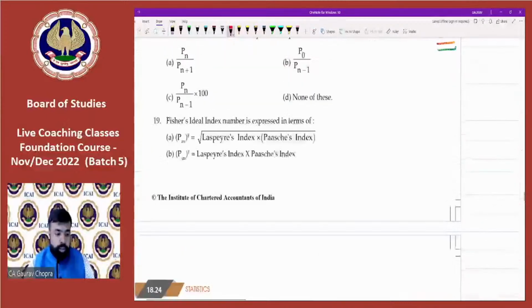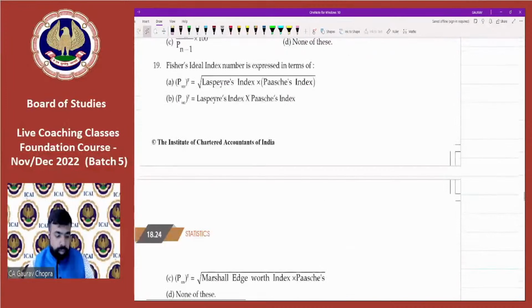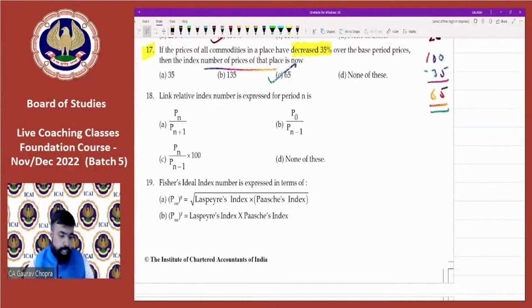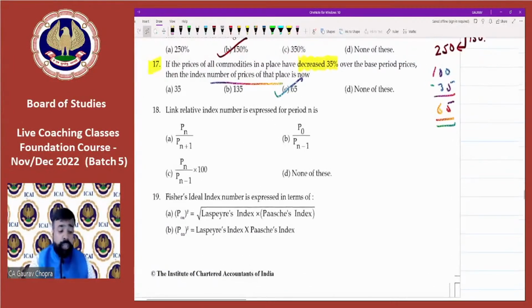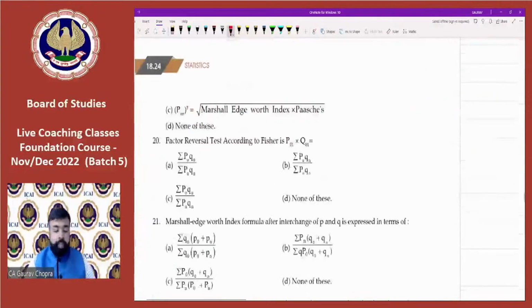Then the next one. Okay, someone has asked question number 18. Yes, there is one term, linked relative. This is another name for chain-based index. So what is the formula for chain-based index? Pn upon Pn minus 1 multiplied by 100. Current year upon previous year and then multiply by 100.